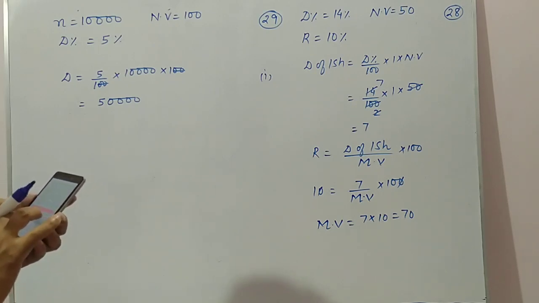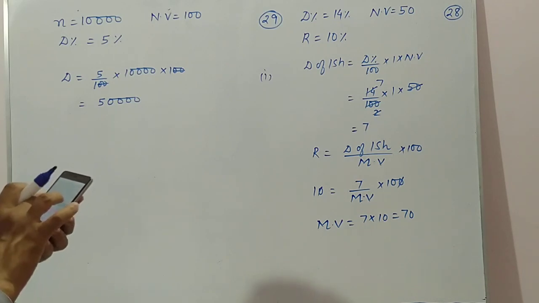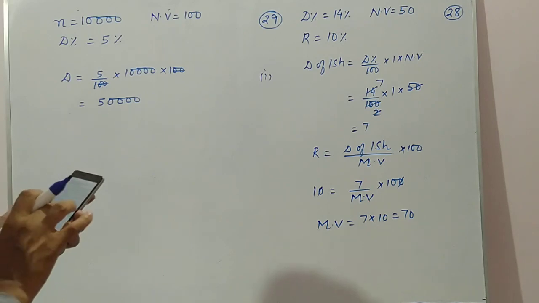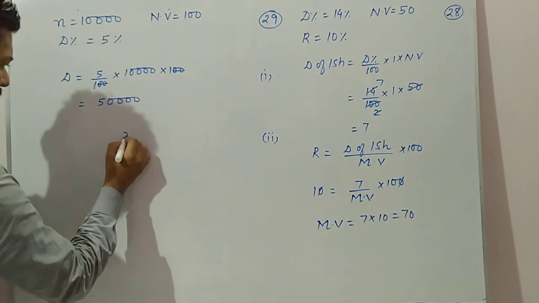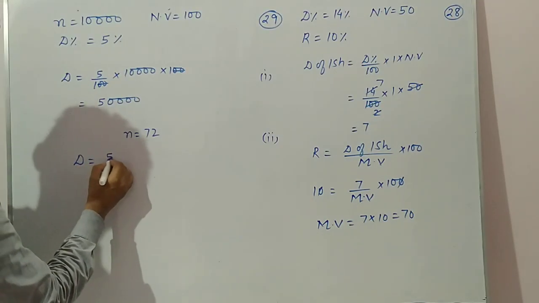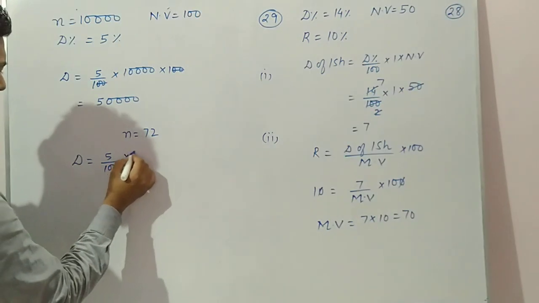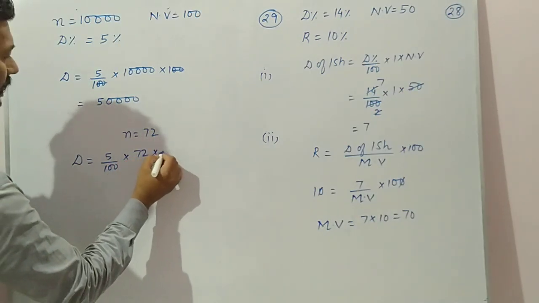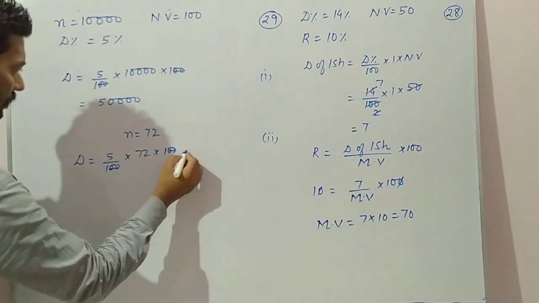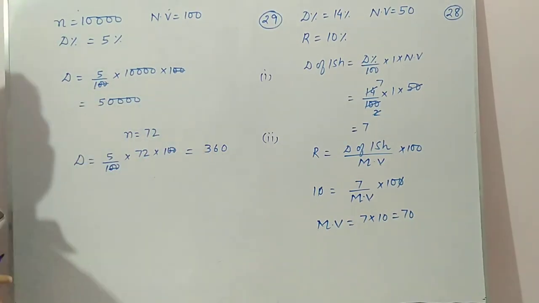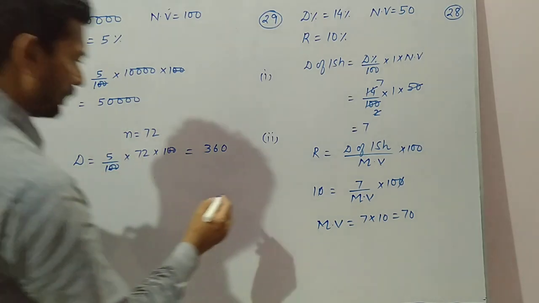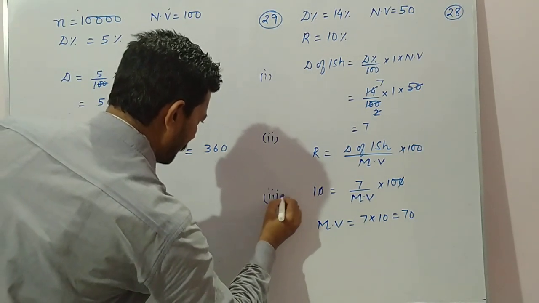It is given that, what would be the annual income of a man who has 72 shares? So if the number of shares is 72, then dividend will be what? Dividend percent 5 by 100 into number of shares into nominal value, again 100. So this is 360. Next, third part, what is given here?